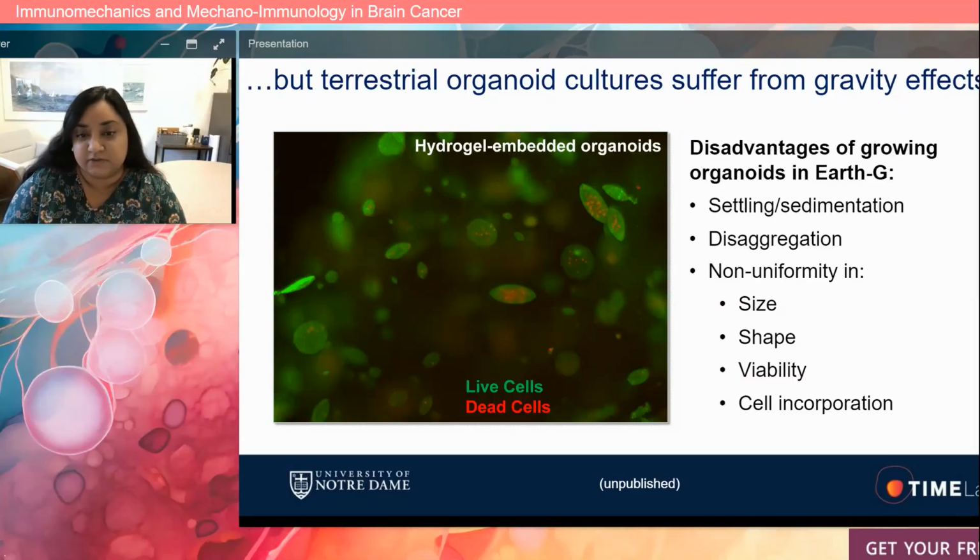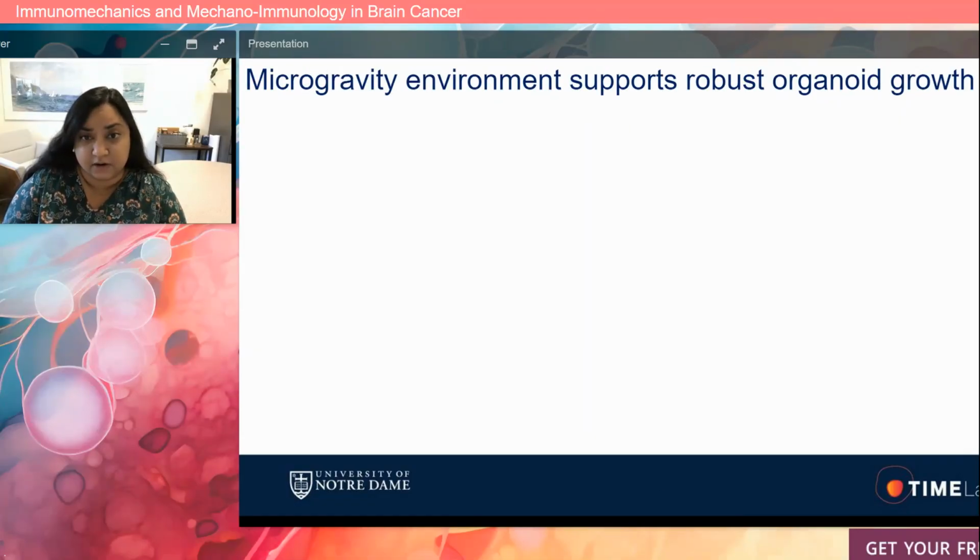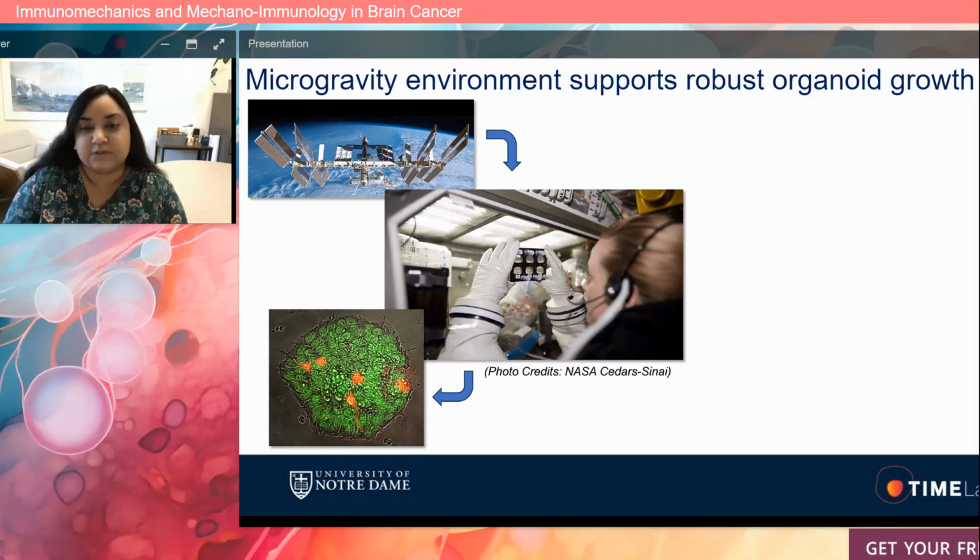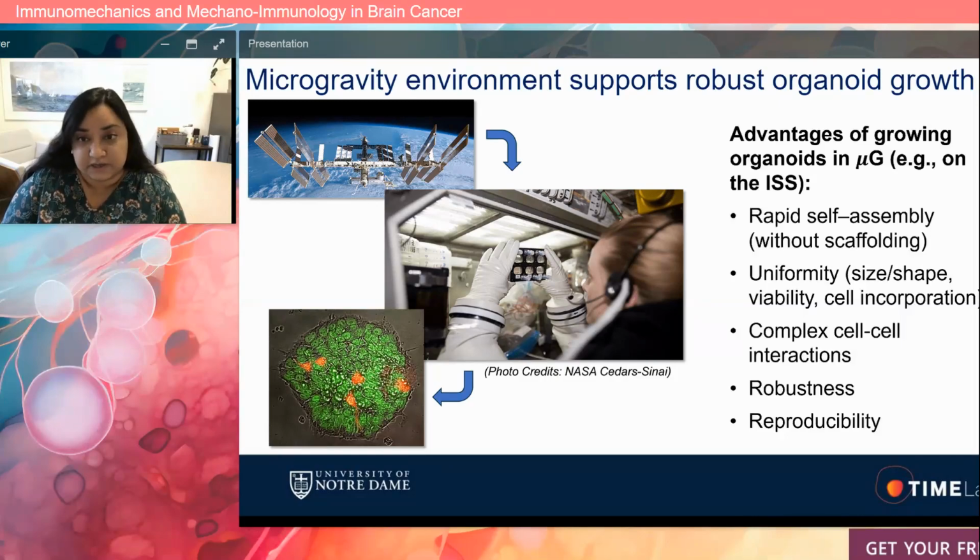And that's led us into a very literally out there approach, which is to try to use microgravity environments to better support this robust organoid growth, specifically on the International Space Station. And so this is not a new idea. This has been around now for a few years with other researchers trying to grow organs and organoids in microgravity. You can see a depiction here of an astronaut on the International Space Station growing organoids for Cedars-Sinai.